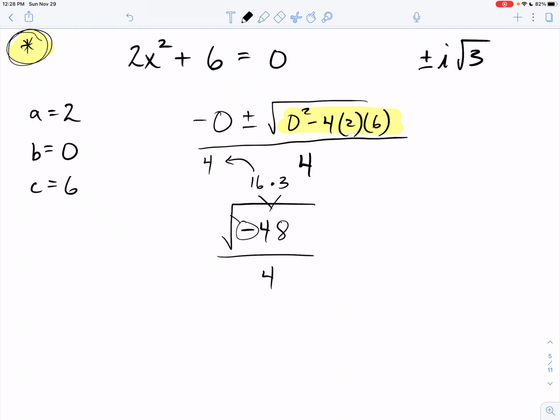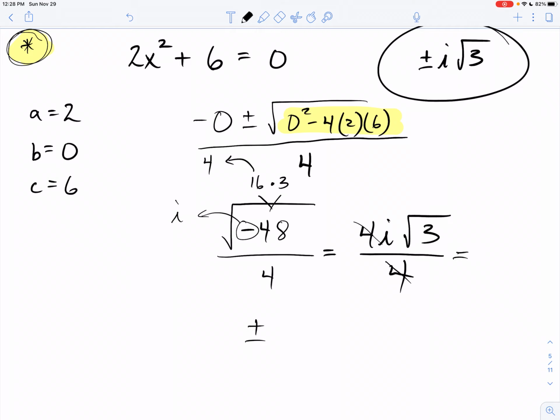But don't forget, you got to poke out your i. So what do I get? Well, I got a 4, I got an i, I got a rad 3. On the bottom, I got a 4. And I forgot to write plus or minus in front of this, but I'll do that in a second. Hey, guess what? Let's reduce it. There's a 4 in the top, there's a 4 in the bottom. I can reduce it. So I say, oh, my answer is plus or minus i rad 3. Cha-ching.